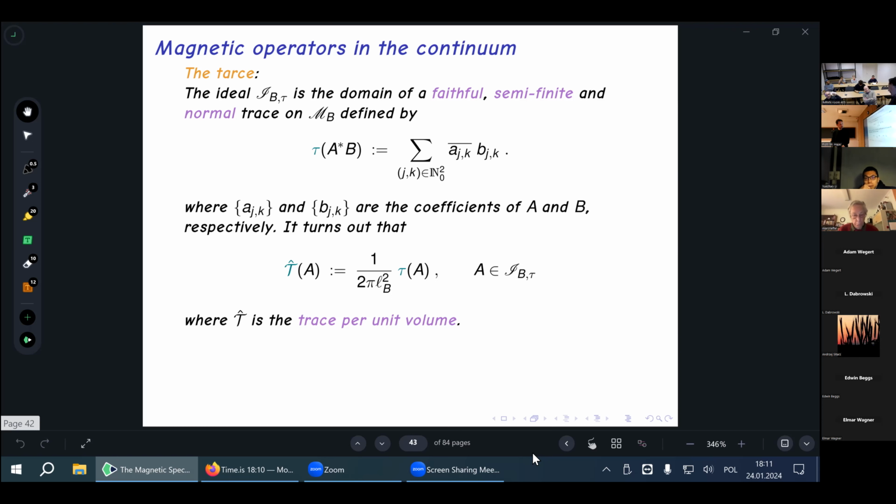So by volume, you mean area. Area. You know why I got confused? Because tau used to be the action, and now tau is a trace. But this was the first part of the talk. Here I have no omega and I have no action.